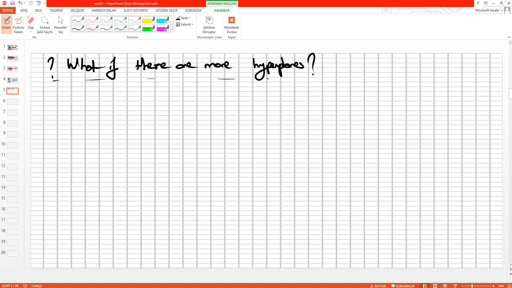The main question is this. Suppose that we have x1 and x2 values here, and this x1 and x2 is the input of our feature. And suppose that we have two hyperplanes like this one. This is hyperplane 1, this is hyperplane 2.